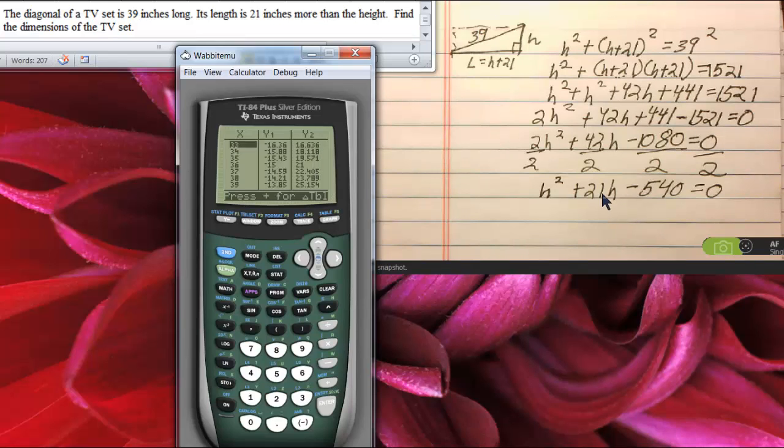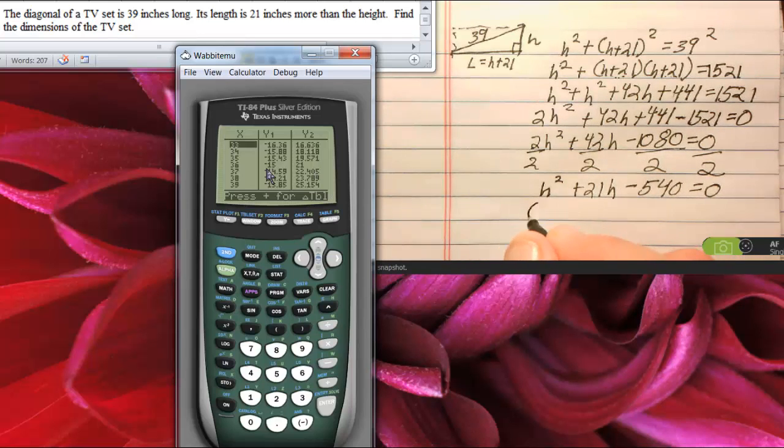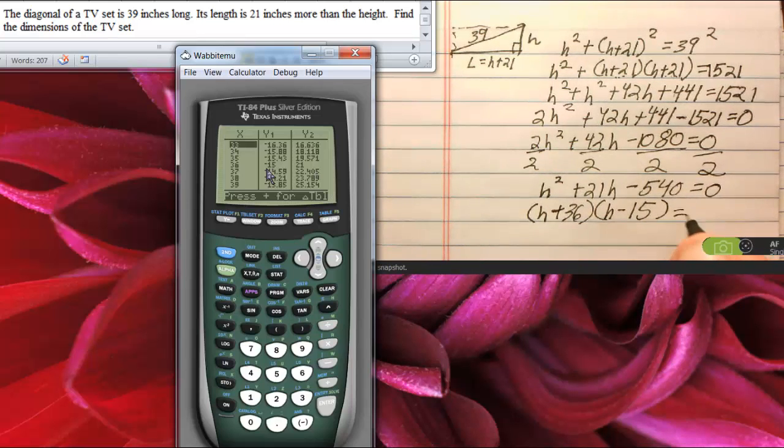I'm going to be looking for the b number. Remember, a is 1, b is 21, and c is negative 540, so my b number is 21, and that's what I'm looking for in the y2 column, and there it is. The numbers beside it will be the factors I'm looking for. So this quadratic polynomial factors into h plus 36 times h minus 15 equals 0.